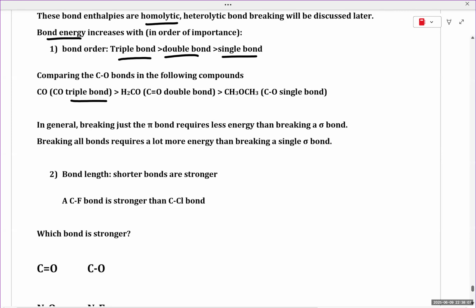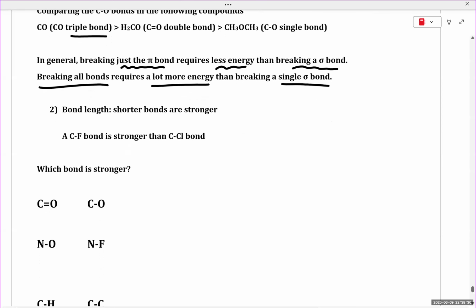One thing I would like you to note is that in general, breaking just the pi bond requires less energy than breaking a sigma bond. But whenever you break a double or triple bond, you're going to have to break all the bonds. And breaking all of these bonds requires a lot more energy than just breaking a single sigma bond.